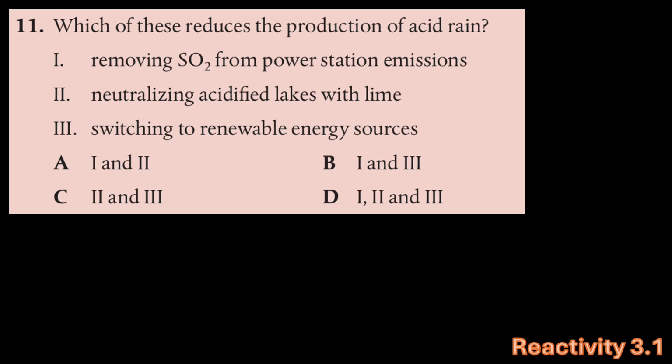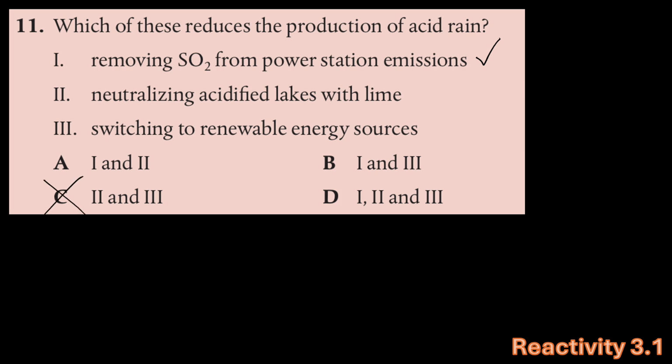Which of these reduces the production of acid rain? Number 1 says removing SO2 from power station emissions. So SO2 in the air is going to help in the production of acid rain. So removing SO2 from the emissions that are found in power stations, that would reduce the production of acid rain. So 1 is correct. So you can go ahead and cancel out C as an option.